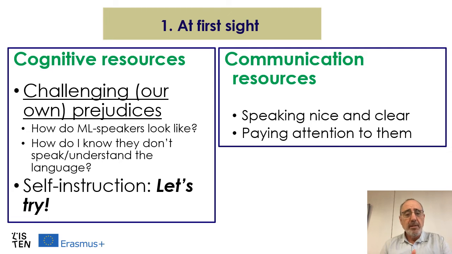Let's go back to the green layer. So at first sight, what happens when we are in front of someone and we have to decide which language we will use? So we are the only obstacles to use our own language in this level. So the cognitive resources are pretty simple. We should challenge our own prejudices. So how do I know he's not an ML speaker? And we could also use a simple self-instruction, such as let's try it. And then for communication resources, I would say just speak nice and clear and pay attention to the others. With this, it's enough to overcome this first level of interaction.